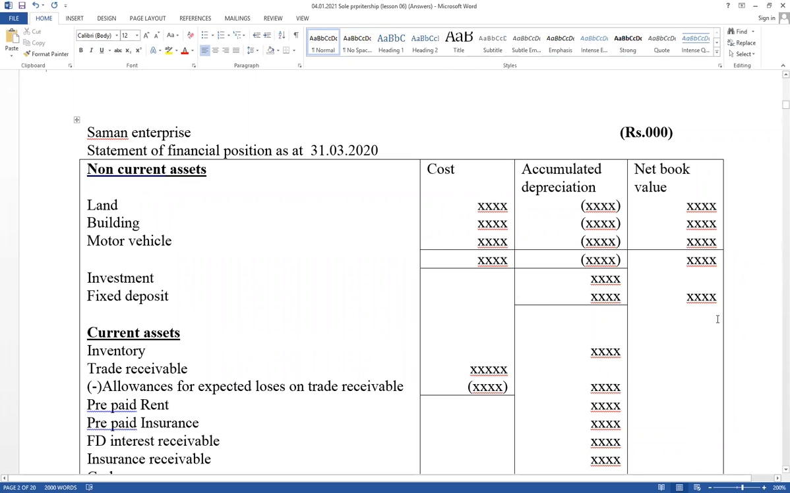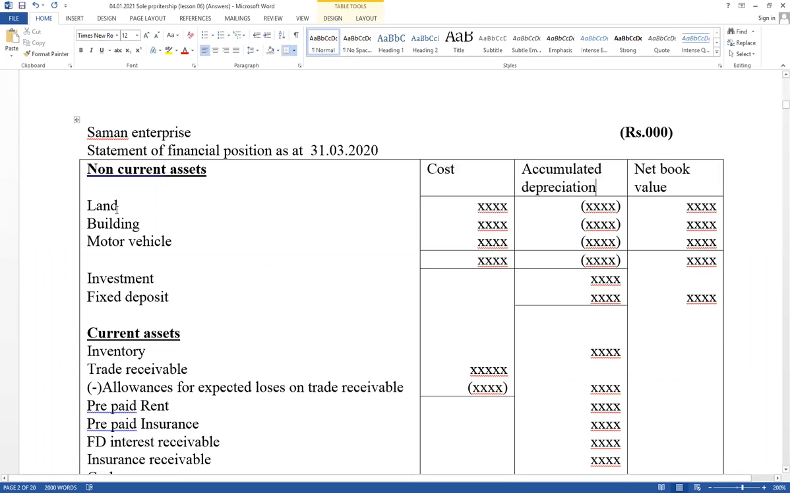There are three columns. First one: name of the business, statement of financial position as at 31st March, and cost, accumulated depreciation, and net book value. Think about land, building, motor vehicle, non-current assets. Assets should be divided into two parts, non-current assets and current assets. Land, building, motor vehicle: cost value minus accumulated depreciation. Land is a non-depreciable asset, therefore land has no accumulated depreciation. And net book value should be calculated here.